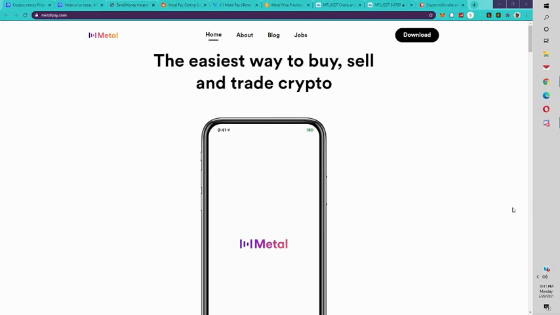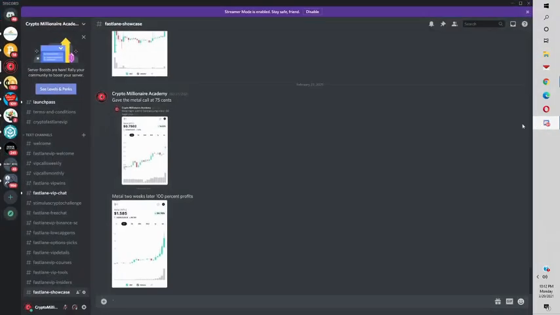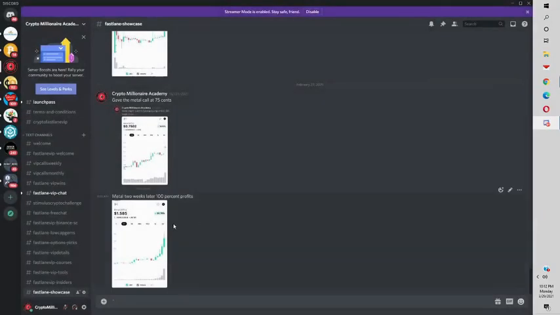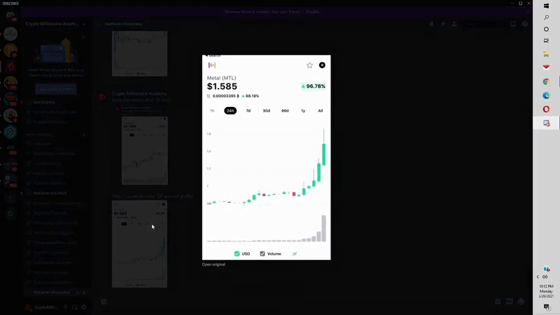And I realized I hadn't done a price prediction for it, but in the VIP group, we talked about this coin about a month ago. We got the VIP members in at 75 cents. So I wanted to bring that up so you guys could see what's been going on. This was in the VIP group, 2/11/2021: Metal might just hit Coinbase, jump in, bro, $1.50 target price. We gave a call on Metal about a month and a half ago at 75 cents to our VIP members. So our VIP members could have got in at 75 cents, and as you see, even then, it got to $1.58, which made our members a nice 100% profit.